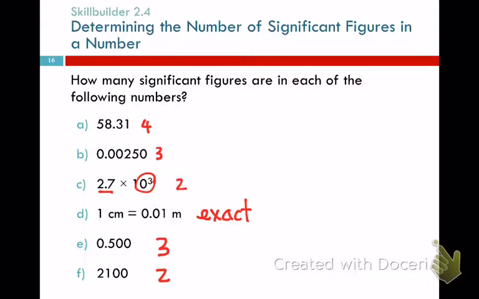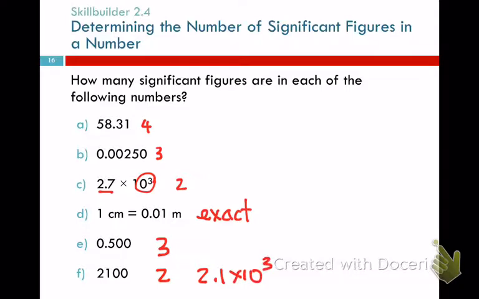Based on the fact that there's no decimal here, we'd have to say that it's 2. But again, it's kind of ambiguous depending on how people use that. So we try to avoid it. So we would have expressed this in scientific notation as 2.1 times 10 to the third.